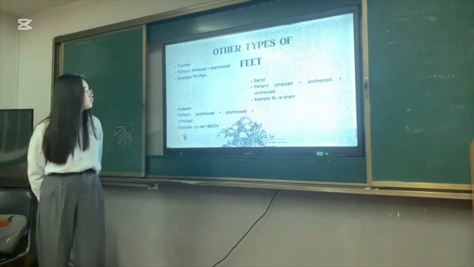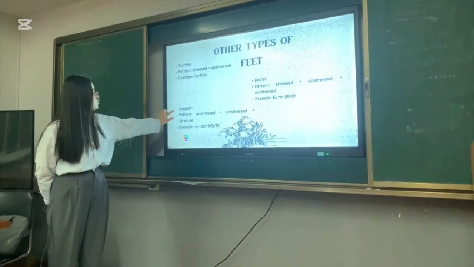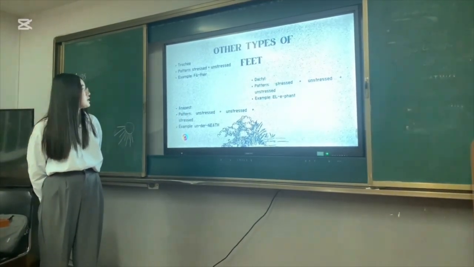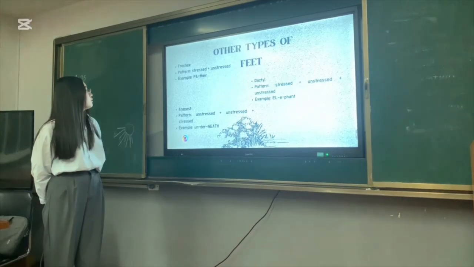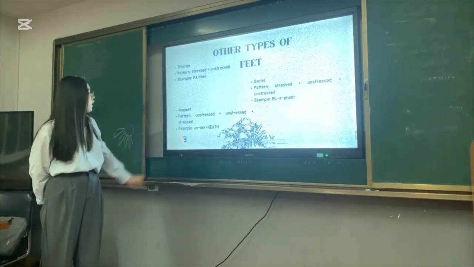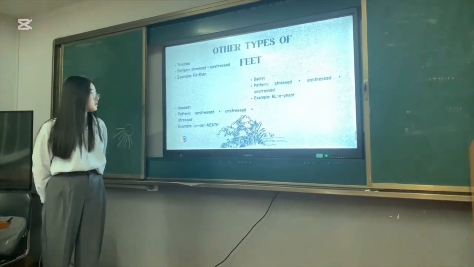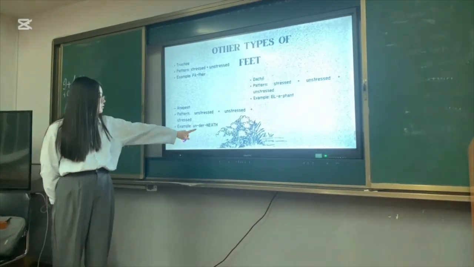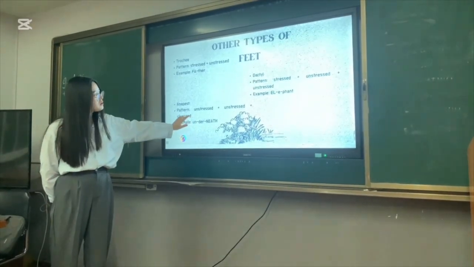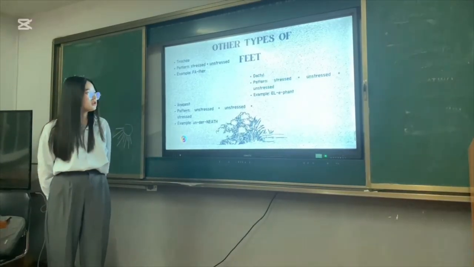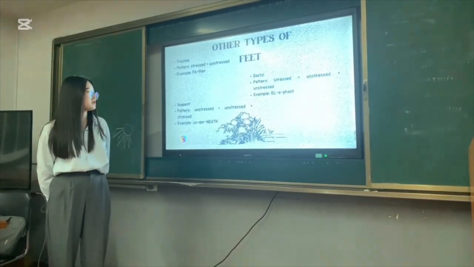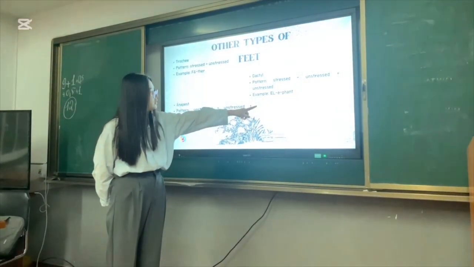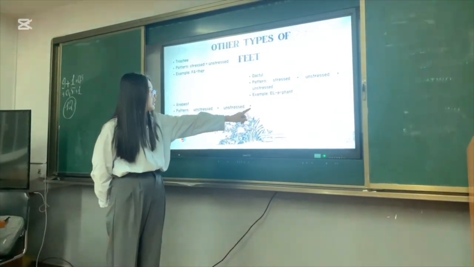Then other types of feet: trochee, anapest, and dactyl. Trochee pattern, stressed and unstressed. For example, father. Then anapest pattern, unstressed and unstressed plus stressed. For example, understand. Then dactyl pattern, stressed plus unstressed and unstressed. Example, elephant. E stressed, and the others unstressed.